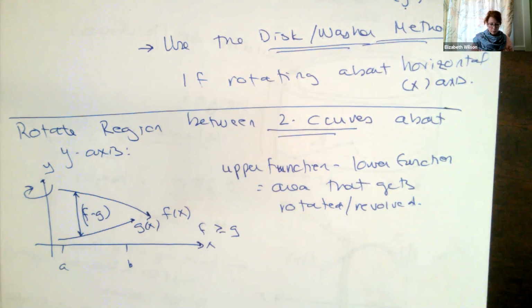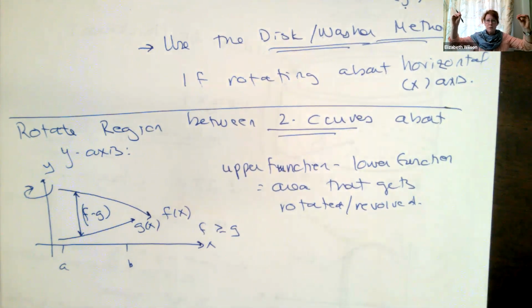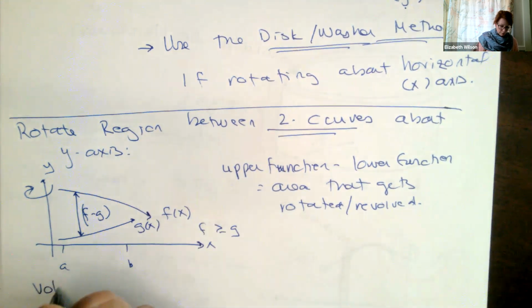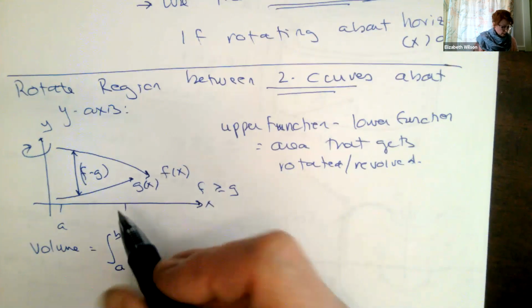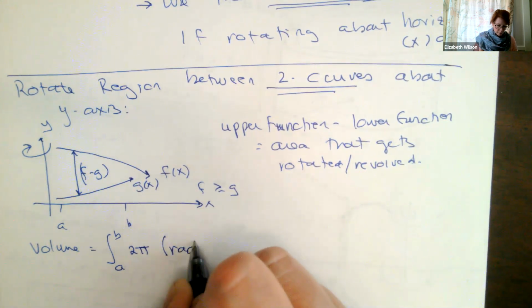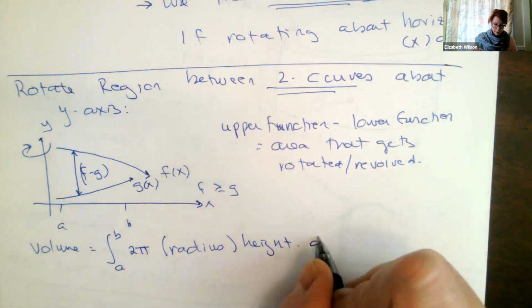And then sometimes we're told to go from a to b. If we're not given bounds of integration, we find where these two functions intersect each other, and that forms the bounds, and we take that area. All right, so in this case, the volume is going to be equal to the integral from a to b of 2 times pi, and then we go radius times height again, times dx, which is our thickness.